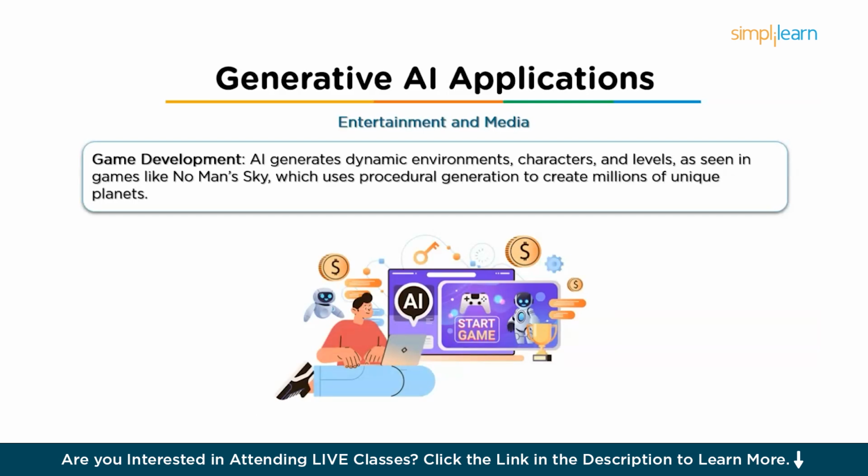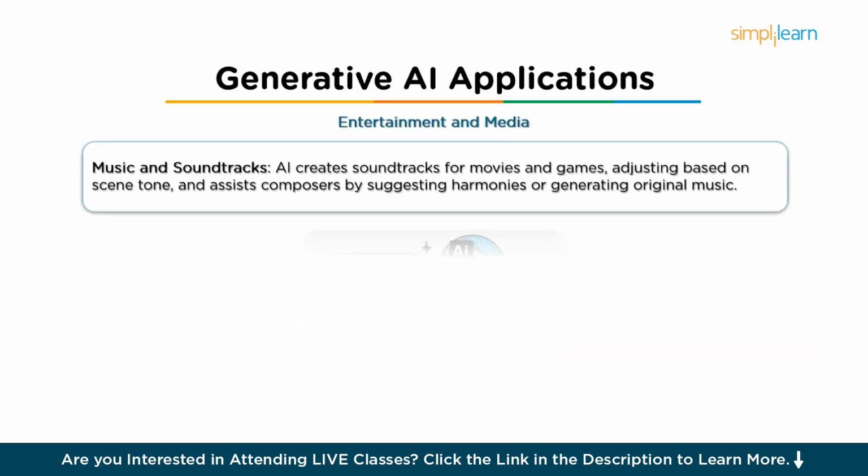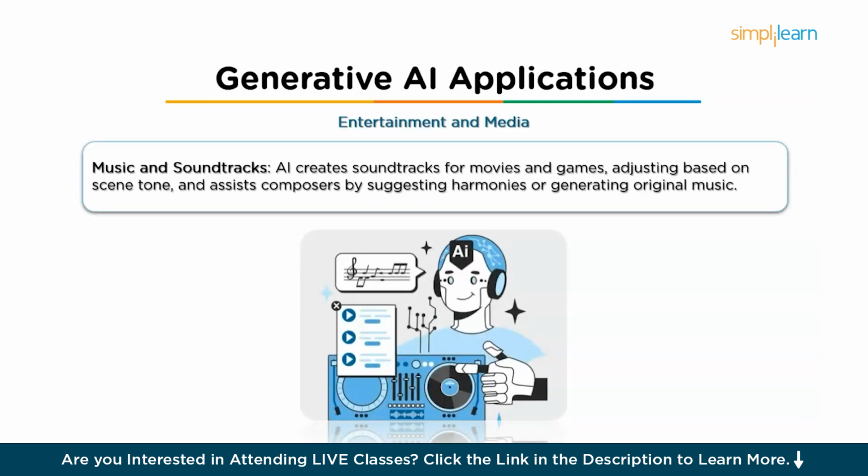And then in entertainment and media, we have game development. So, for example, in video games, generative AI helps in generating vast dynamic environments and creating new characters, plots, or levels. Games like No Man's Sky have used procedural generation powered by AI to create millions of unique planets, each with different ecosystems and environments. And then again, as discussed before, we have music and soundtracks. So, beyond just generating individual songs, AI can also create soundtracks for movies and video games.